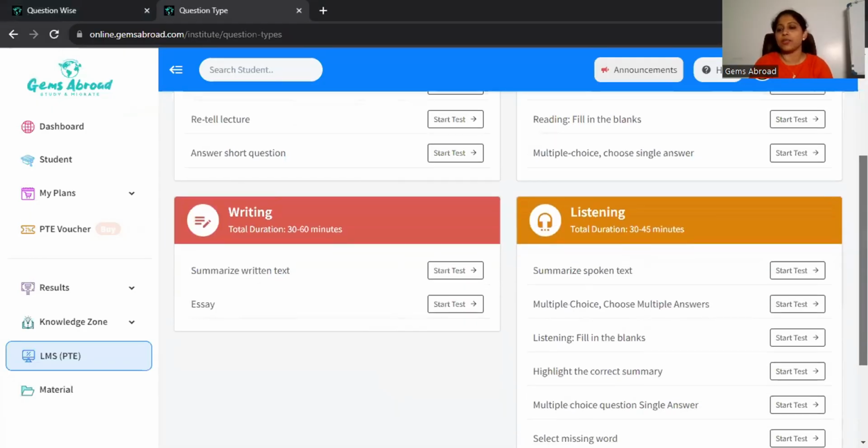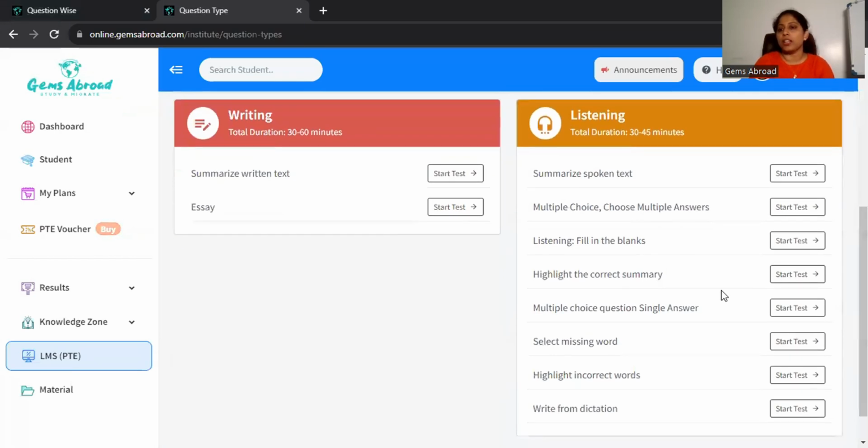Okay, so I'll show you how listening fill in the blanks will look. In listening, we have 8 questions, and fill in the blanks is an important target question. Summarize spoken text, you will get 1 to 2 questions in your exam, and one question gets 10 minutes. There is no rollover time; the time will not be carried to the end of the question.